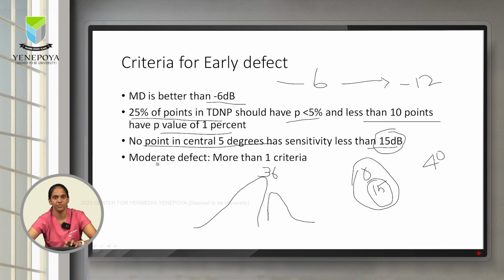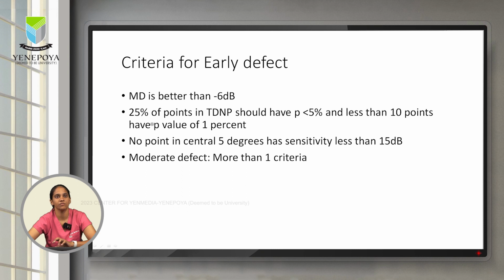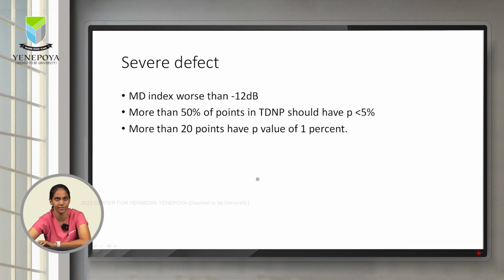When do you call it a moderate defect? If it fulfills more than one criteria in this. Either your mean deviation index is gone or your central 5 degrees is involved, or 25% of the points in TD and PD have P less than 5%. So if any 2 of these are fulfilled, it's a moderate defect. So what is severe defect? Anything worse than -12 decibels in the mean deviation index, and more than 50% of the points have P less than 5%, and more than 20 points have a P value of 1%, and of course the central 5 degrees will be involved.